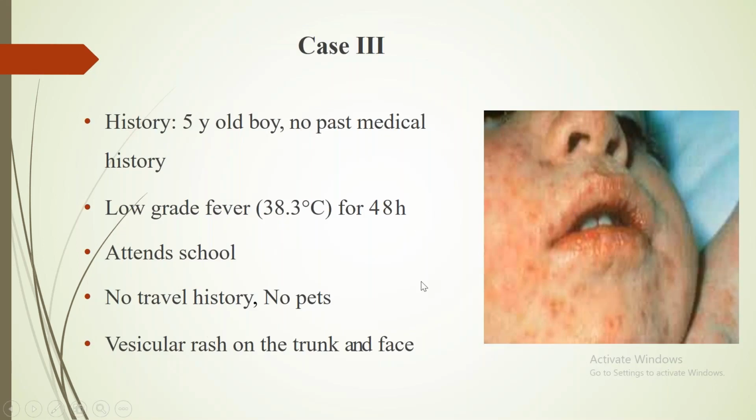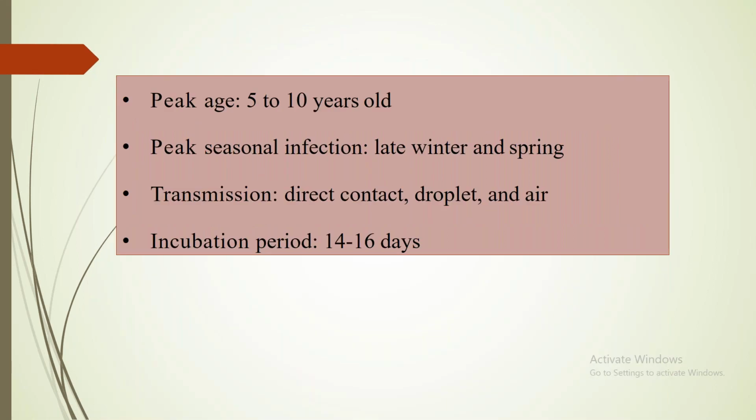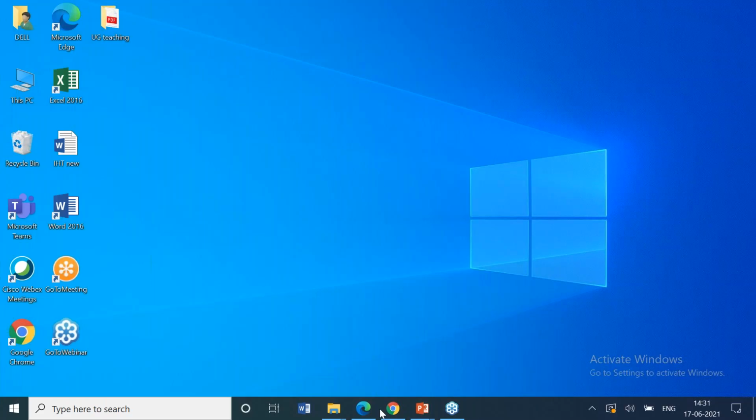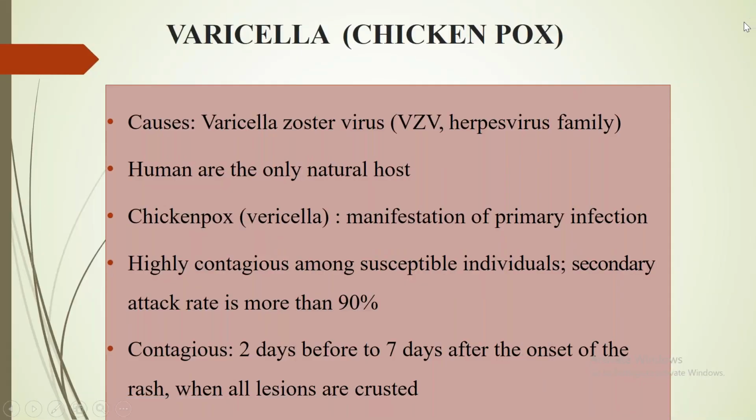So vesicular rashes are typically seen in children in chickenpox, as you all know, which is of the herpes virus family, and it is highly contagious because the secondary attack rate is around 90%. It is contagious from 2 days before to 7 days after the onset of rash, until all the lesions have crusted. An important point for chickenpox is that there are multiple crops of lesions which keep on erupting, maybe at a gap of 4 or 5 days, and when all these lesions have crusted, only then is the patient non-infectious.